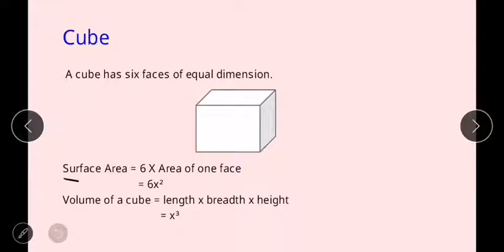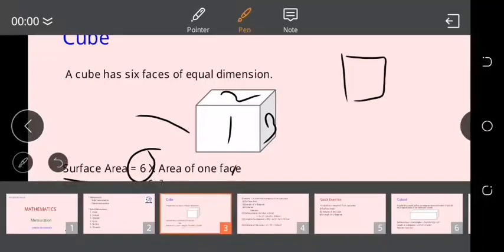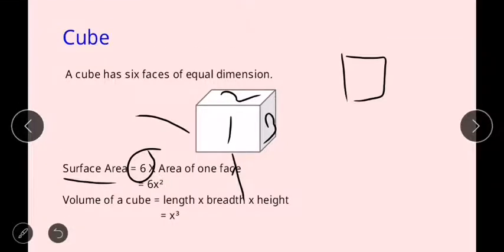So we have the surface area of a cube to be 6. How many faces does it have? 6 faces. 6 times the area of one face. Each of those faces is made up of a square, isn't it? This is square 1, this is square 2, this is square 3, square 4 should be around this side, square 5 should be around the side, and square 6 should be at the back. So that makes it 6 shapes.